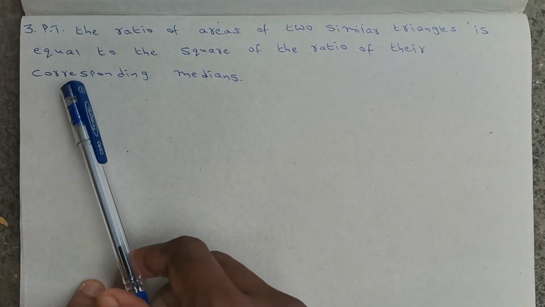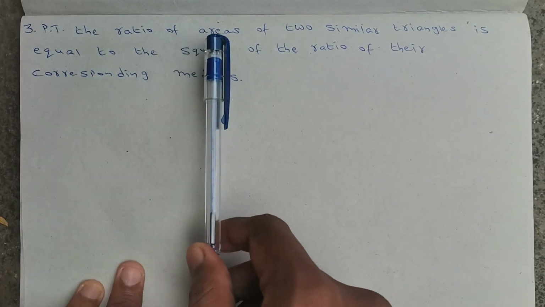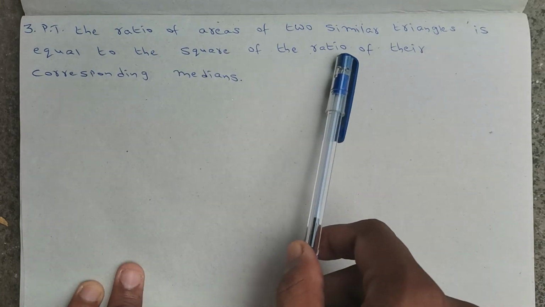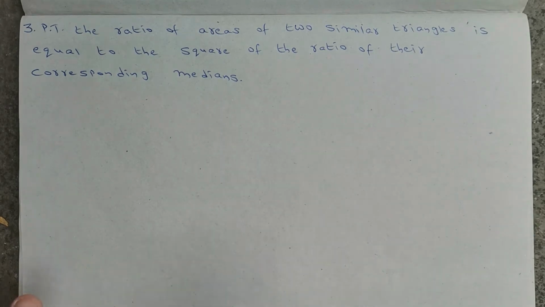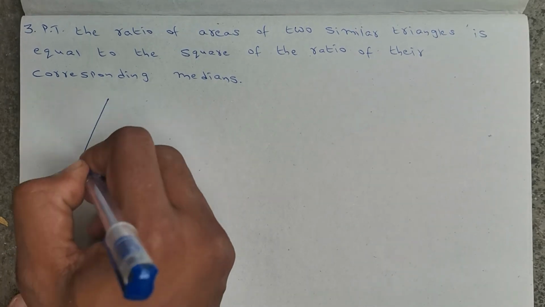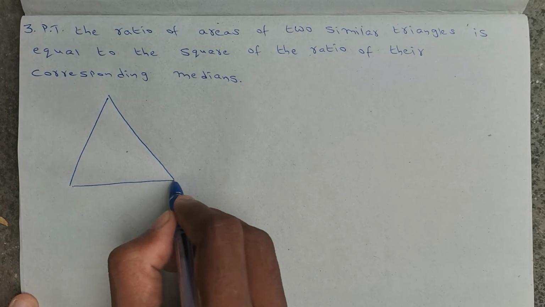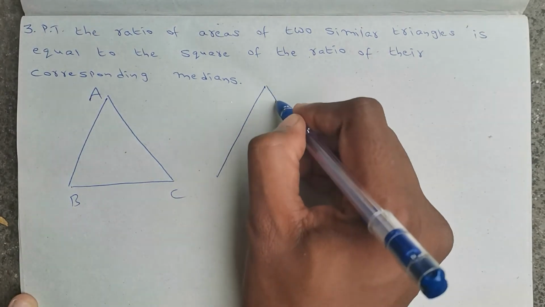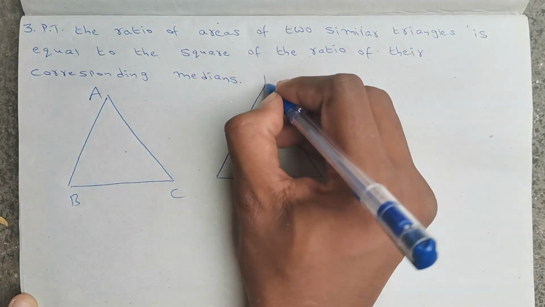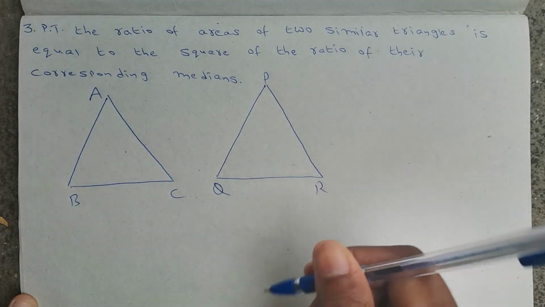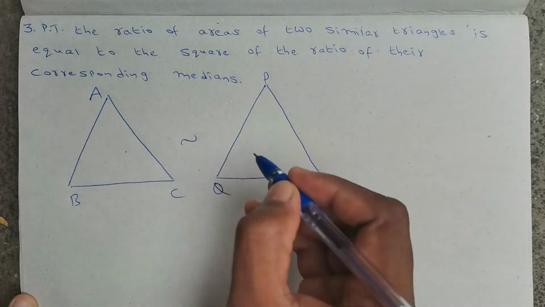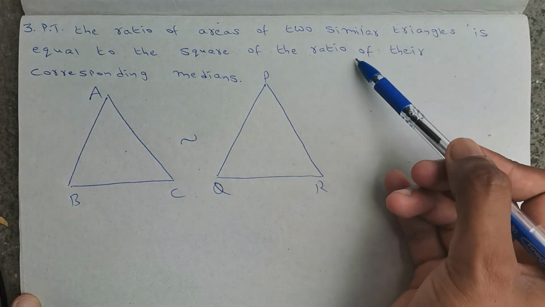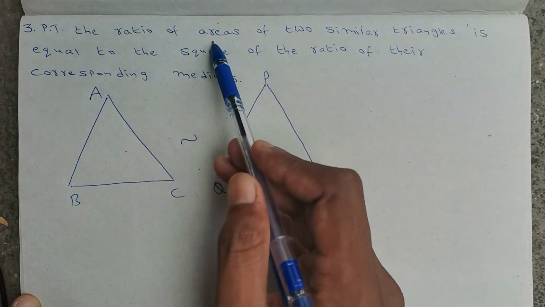Next, question number 3. Prove that the ratio of areas of two similar triangles is equal to the square of the ratio of their corresponding medians. So, we have two similar triangles. One is ABC and the second triangle is PQR. Clearly, he mentioned two similar triangles, so these two triangles are similar to each other.